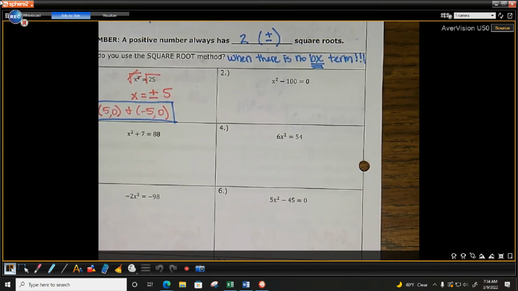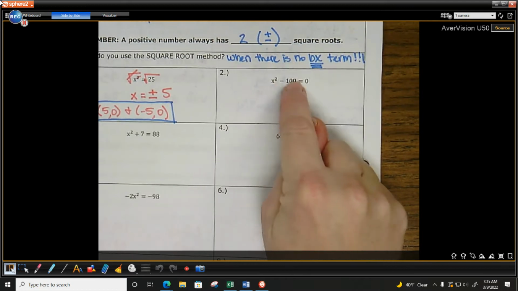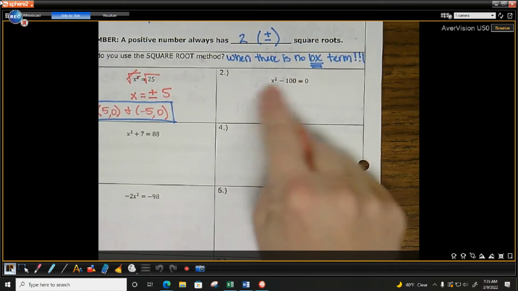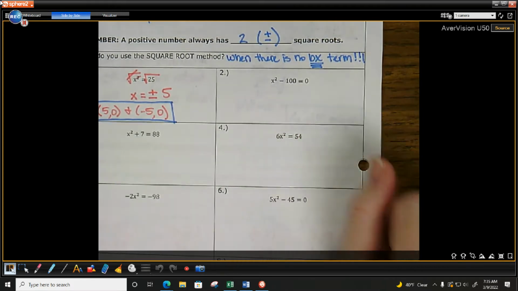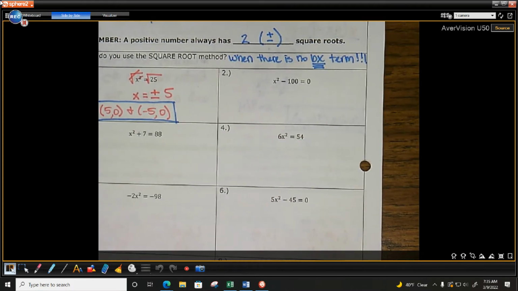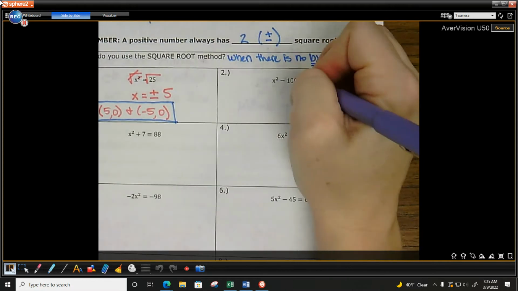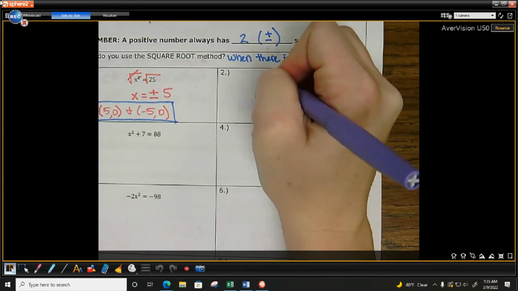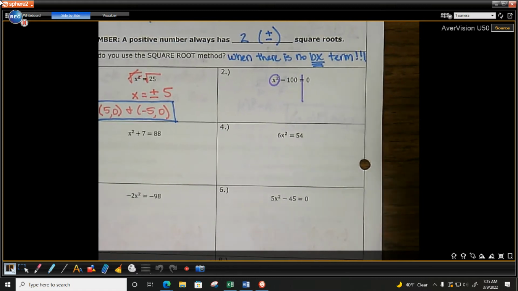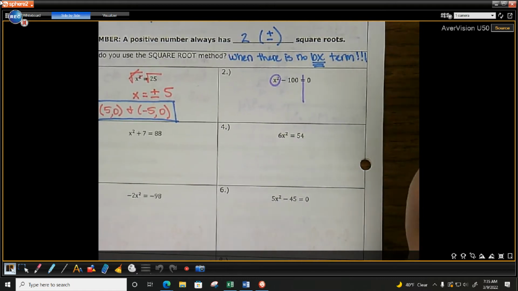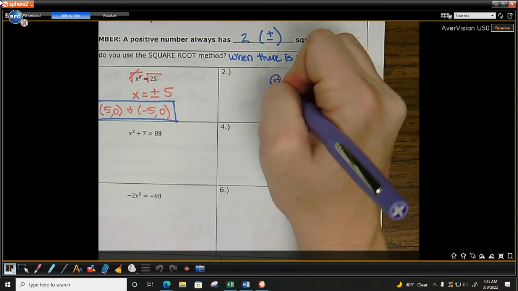I have an x squared and I have a constant. So is there an x term? No. So I can do this by using the square root method. So I'm going to solve for x squared. I need x squared by itself. What are we going to do to get x squared by itself? Add 100. Very good.